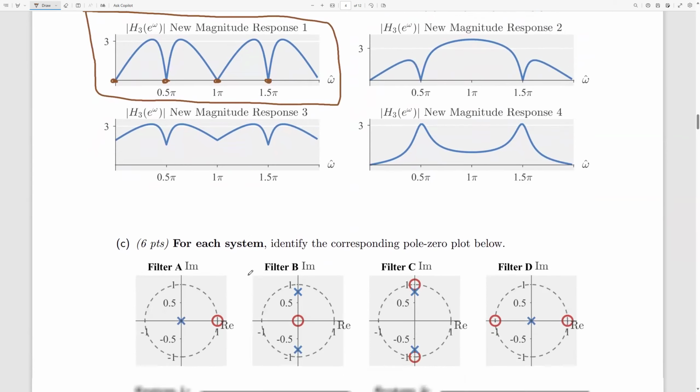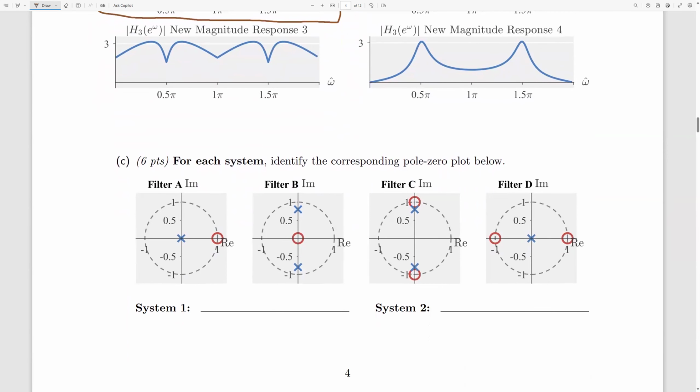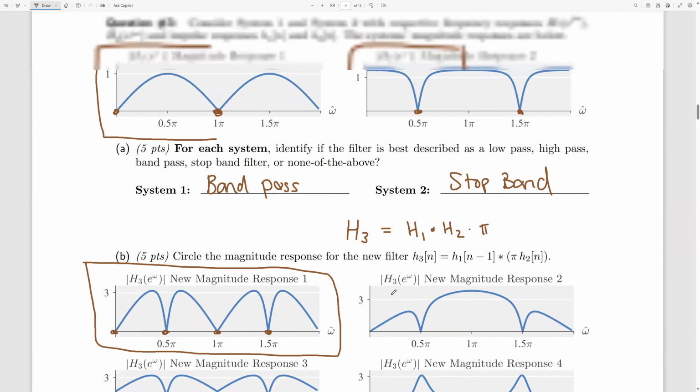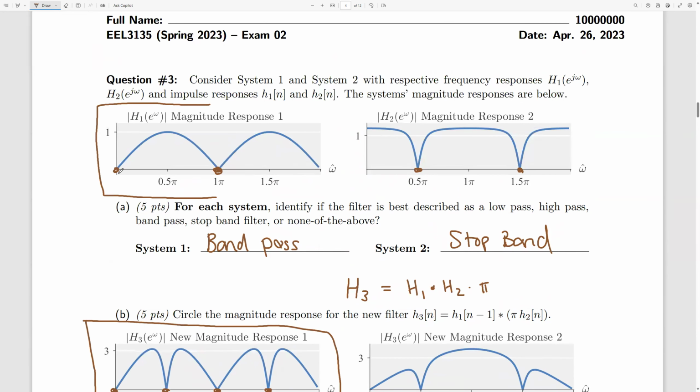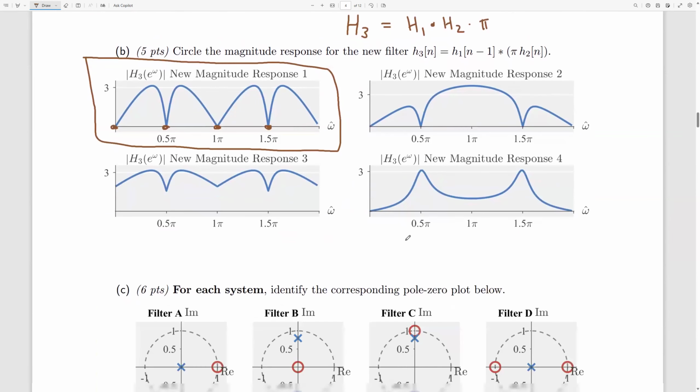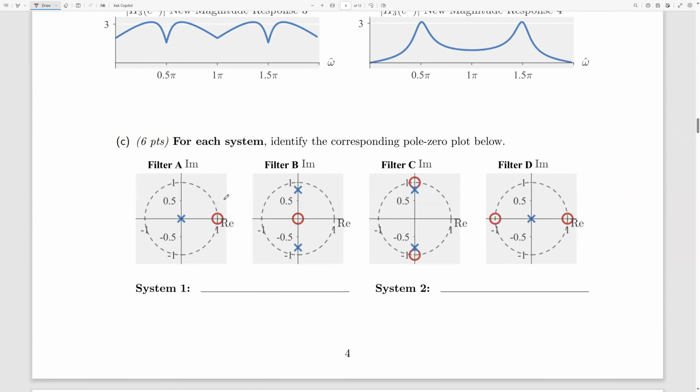Next, for each system, identify the corresponding pole zero plot below. System one has zero magnitude at zero and pi. So I'm looking for zeros in the pole zero plot at zero and pi. You're going to look through these pole zero plots and see which one has zeros at zero and pi. That's filter D, so that would be answer B, filter D right here.